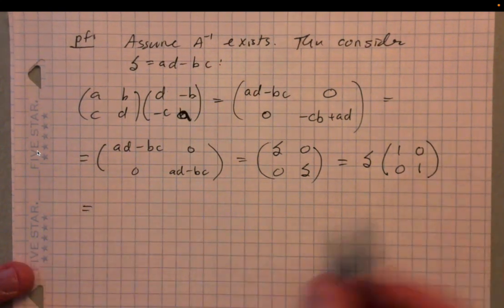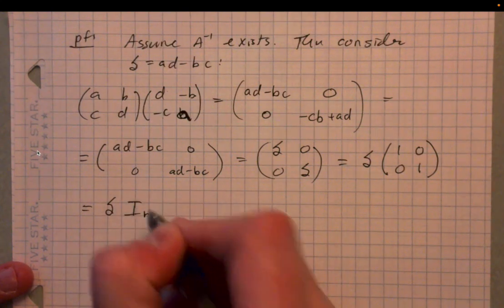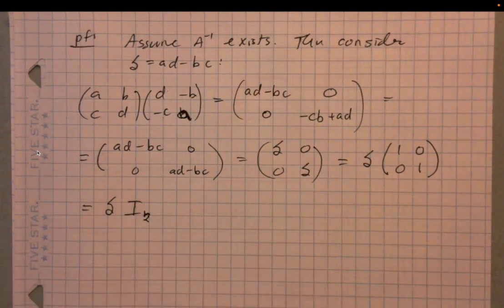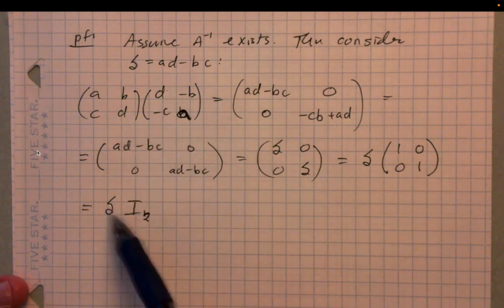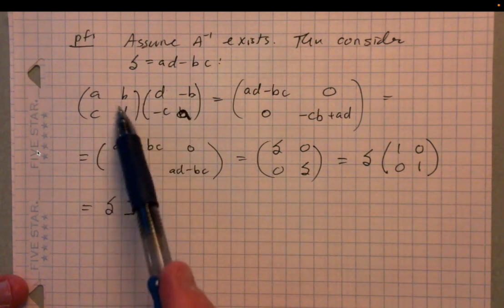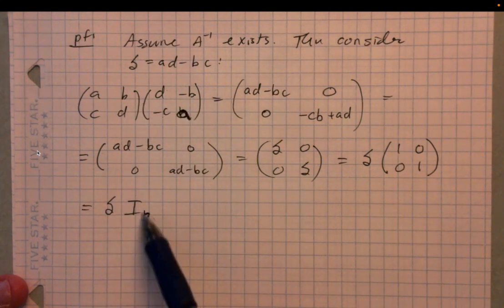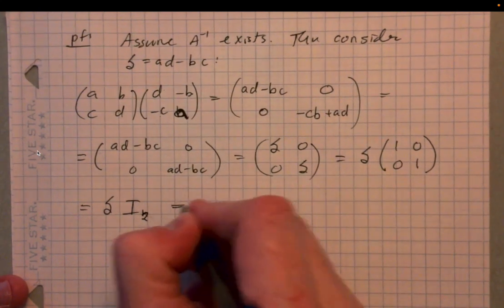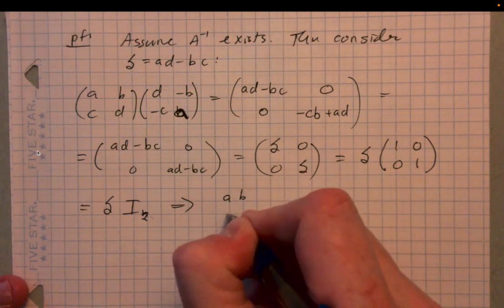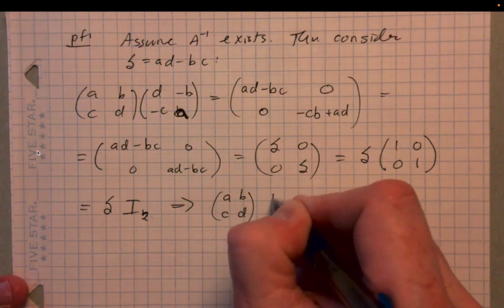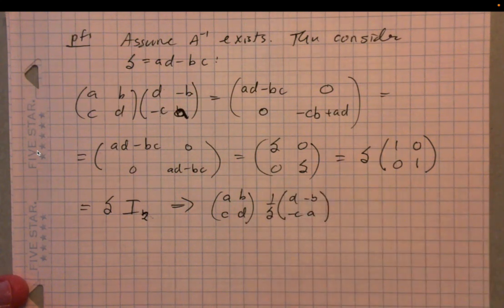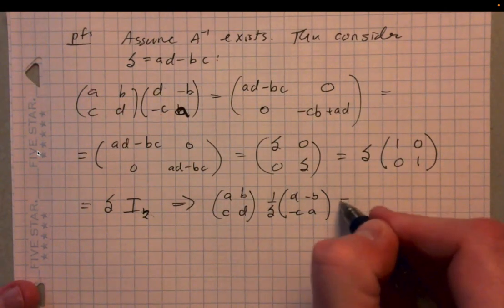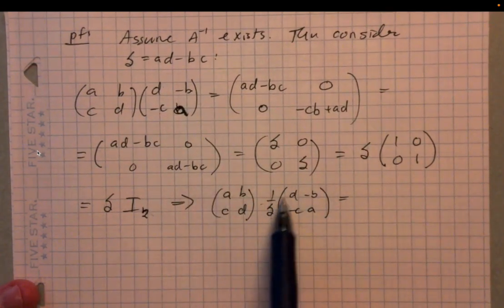Okay, and so that's just delta times the identity matrix, I2, I guess, not IN. Okay, and so clearly, if the inverse is going to exist, it has to be 1 over delta, right? Because I want this product, the matrix A times its inverse, to equal just I, right? So this implies that I need to do this instead: AB CD times 1 over delta times D negative B negative C A.